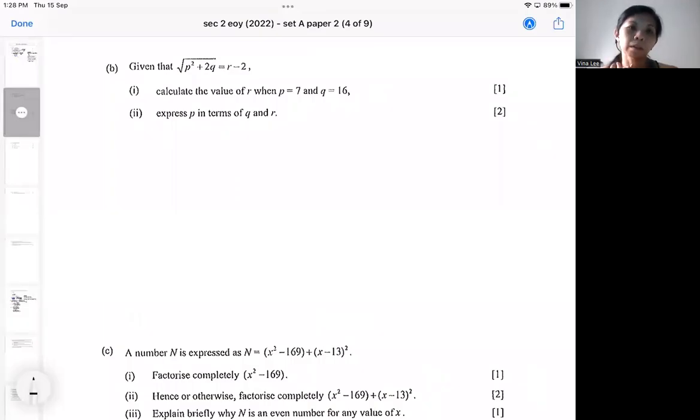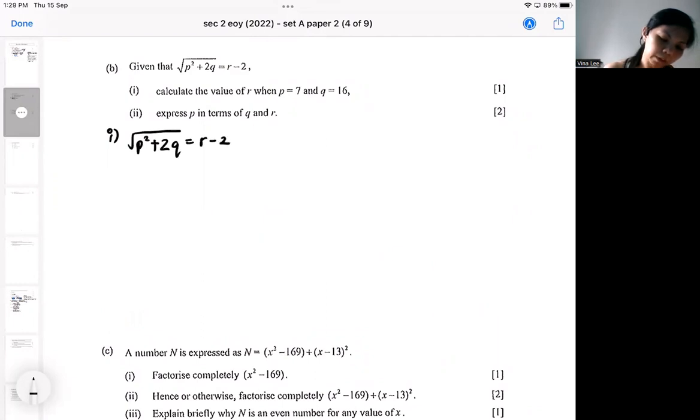So for this part of the question, 1b is on subject manipulation. The first part is actually quite easy. The first part has no trick. You just have to show me that you insert the value. You put in the value.